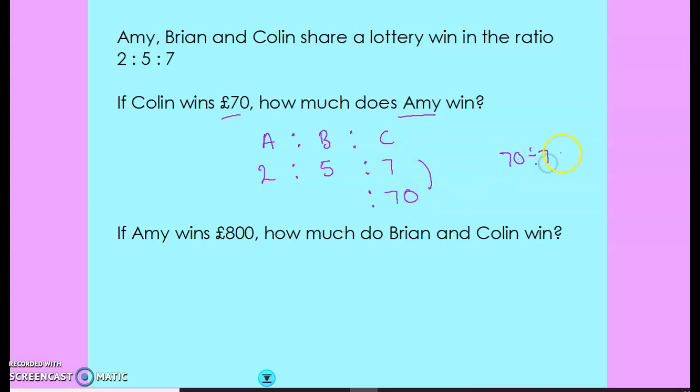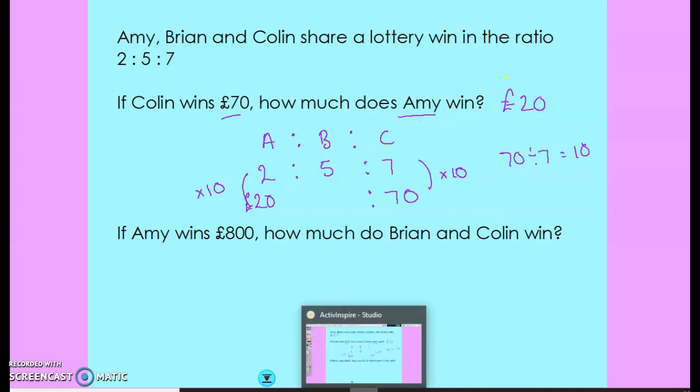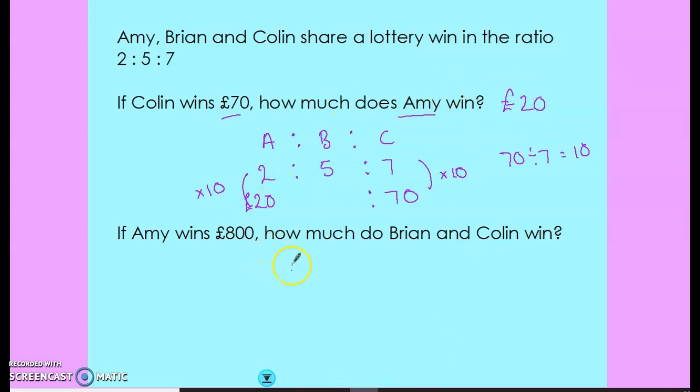So I divide the bottom by the top, times it by 10. I want to know how much Amy wins. So I want to do 2 times 10. So Amy wins £20. If Amy wins £800, how much do Brian and Colin win?